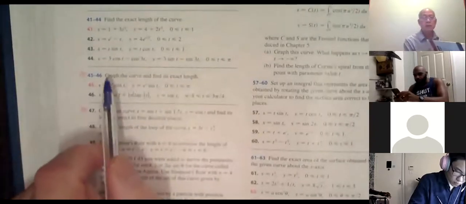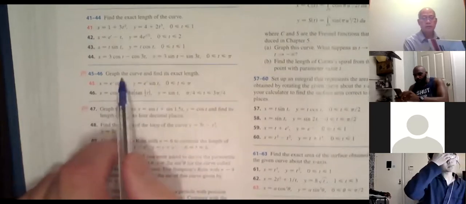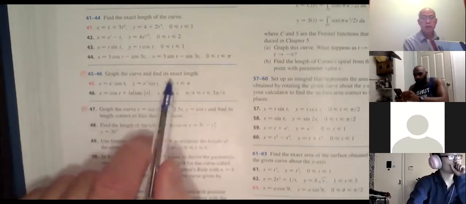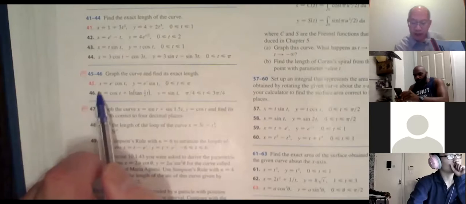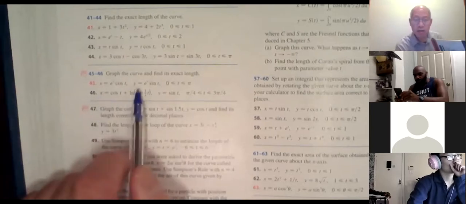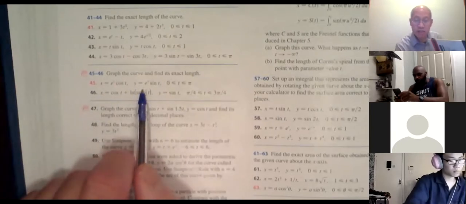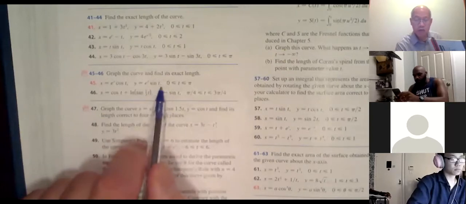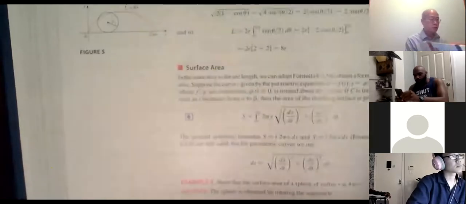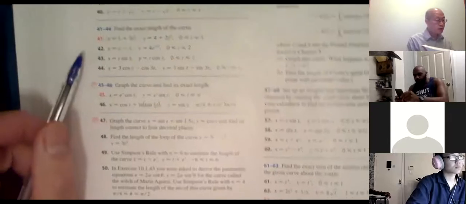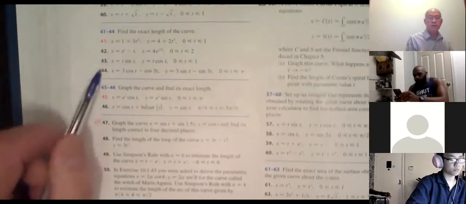So I'll show you 45, and I think it matches this time. Never mind about graphing the curve. Don't graph it. Graphing calculator. Find the length. X equals e to the t cosine t, y is e to the t sine t, t between 0 and pi. Yes, that matches mine. Okay, so you have 3 problems involving that, 41, 43, 45.